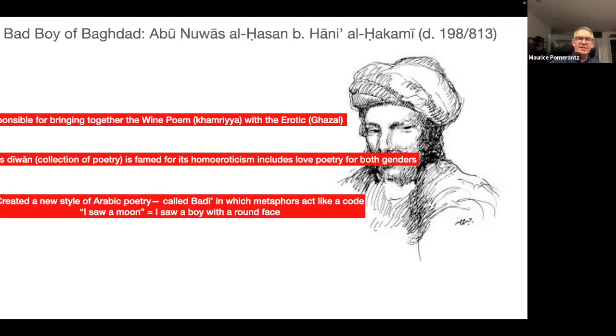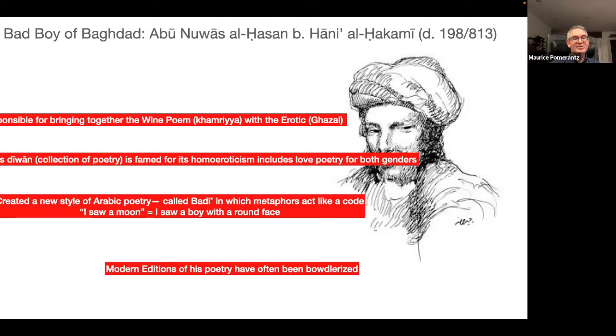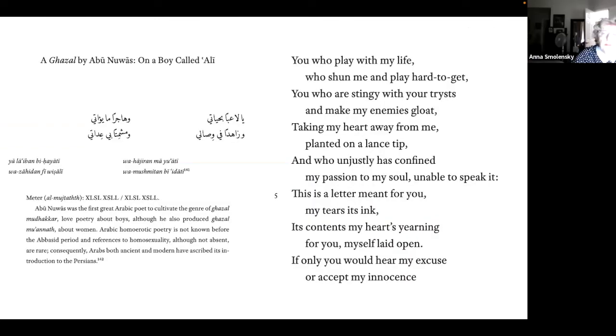He created a new style of Arabic poetry called Badia, in which metaphors act like a code. This has persisted throughout Arabic poetry until the 20th century. It even informs modern pop songs. If you say, I saw a moon, in Arabic literature or Persian literature or Urdu literature or Turkish literature, it means I saw a boy with a round face. And modern editions of his poetry have often been bowdlerized. That means people have taken away the words that they find offensive, and yet the poetry is quite beautiful.